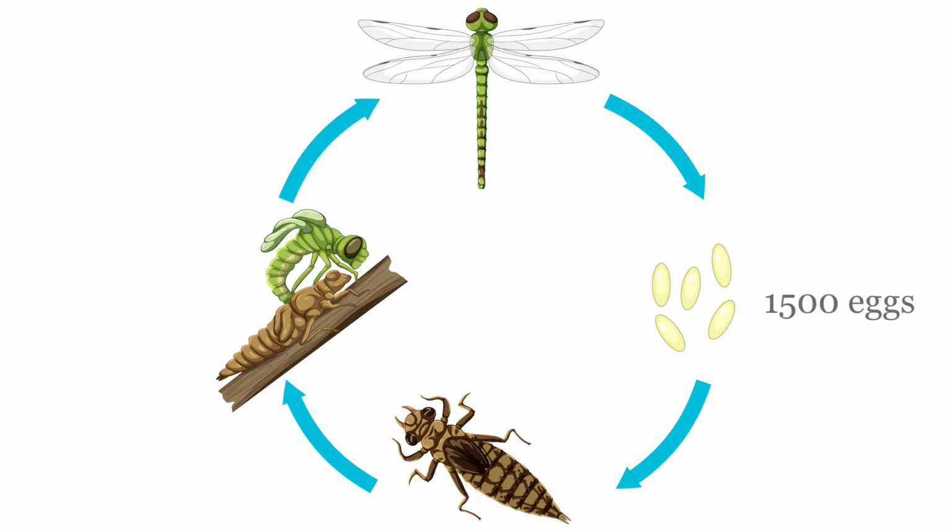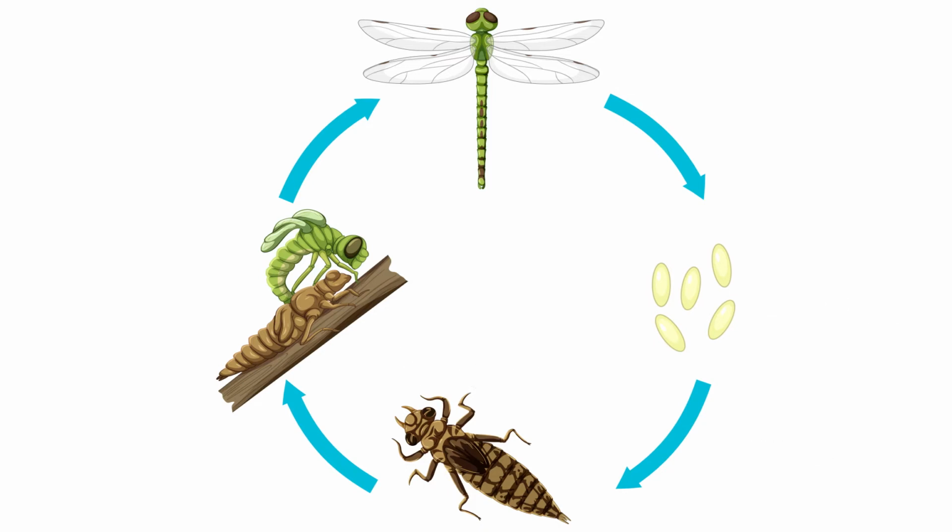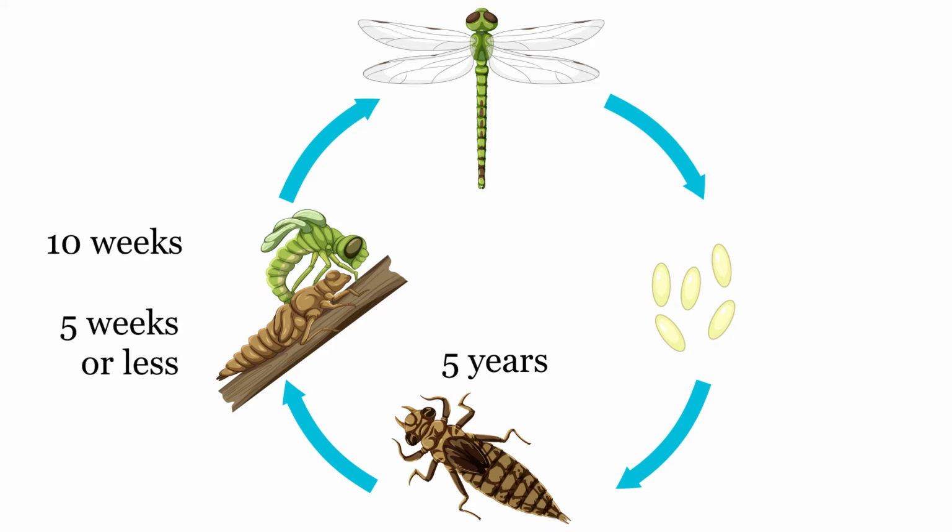A clutch may have as many as 1,500 eggs, and they take about a week to hatch into aquatic nymphs or naiads, which molt between 6 and 15 times, depending on species, as they grow. Dragonfly nymphs vary in form with species. The first instar is known as a prolarva, a relatively inactive stage from which it quickly molts into the more active nymphal form. In some species, the nymphal stage lasts for up to 5 years, and the adult stage may be as long as 10 weeks, but most species have an adult lifespan in the order of 5 weeks or less. Dragonfly nymphs have internal gills, located around the 4th and 5th abdominal segments.